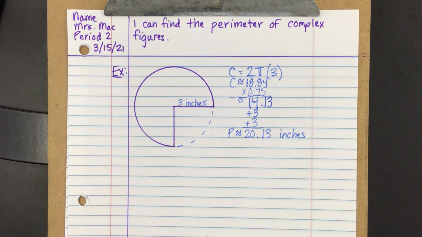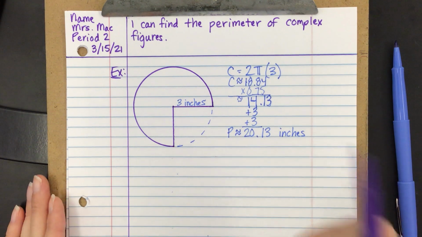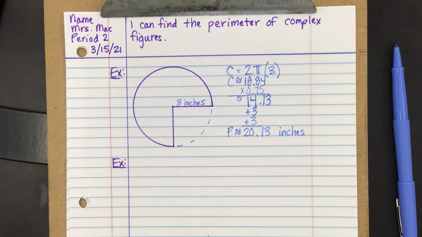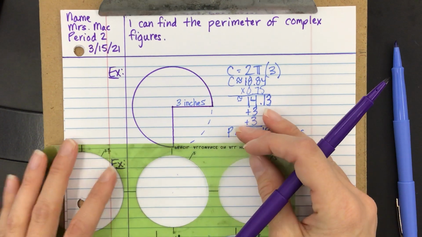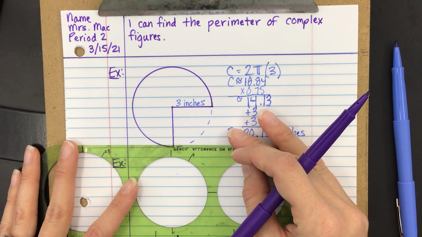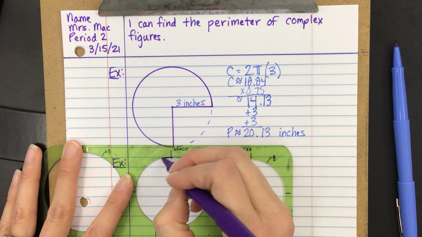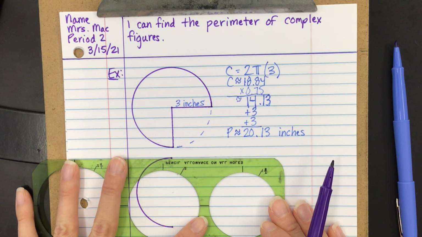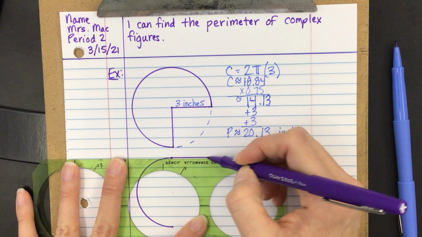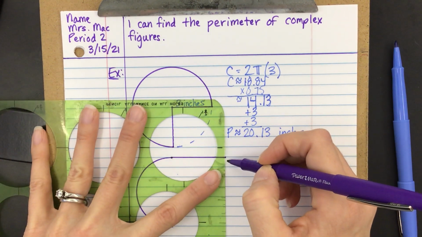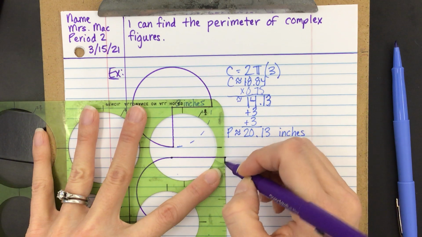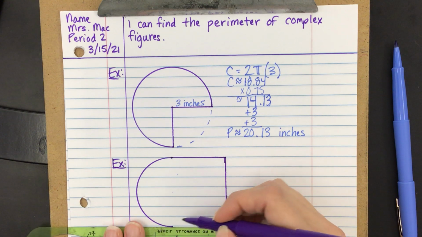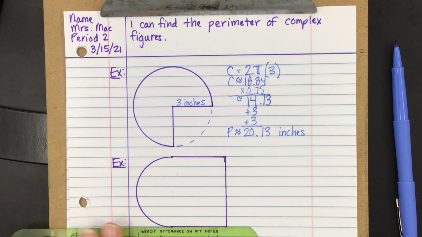Okay, so that's one type of problem you may encounter. And then I have another example for you. Just freehand these the best you can. My thing is broken, so it's kind of funky.